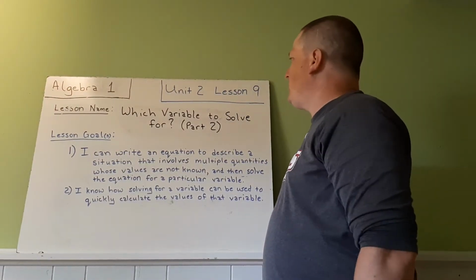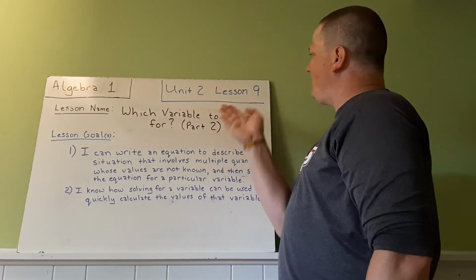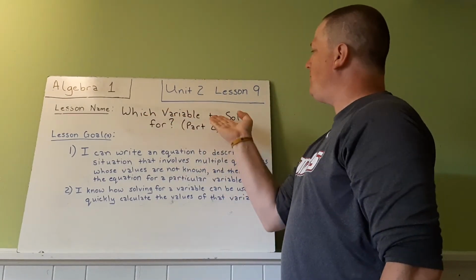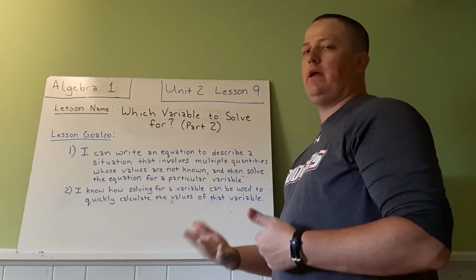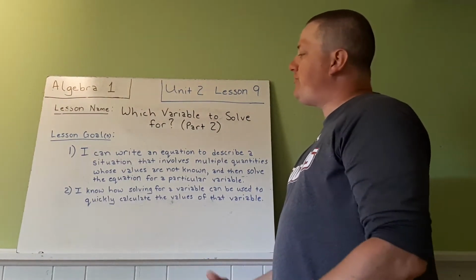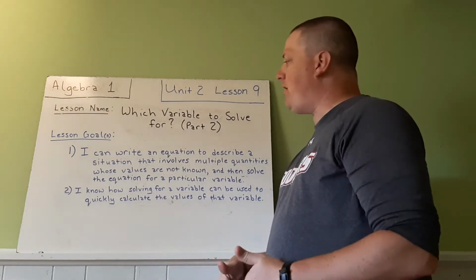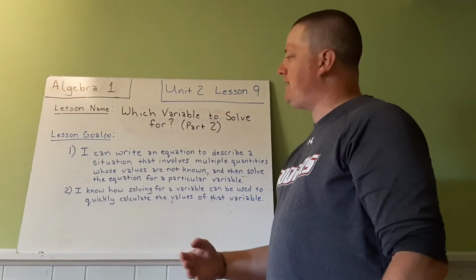All right, Algebra 1 students, let's look at Unit 2, Lesson 9, Which Variable to Solve For, Part 2. So we're continuing what we were doing in the previous lesson. We have two goals here. Please pause if necessary to write this down, but I'm going to take you through them.